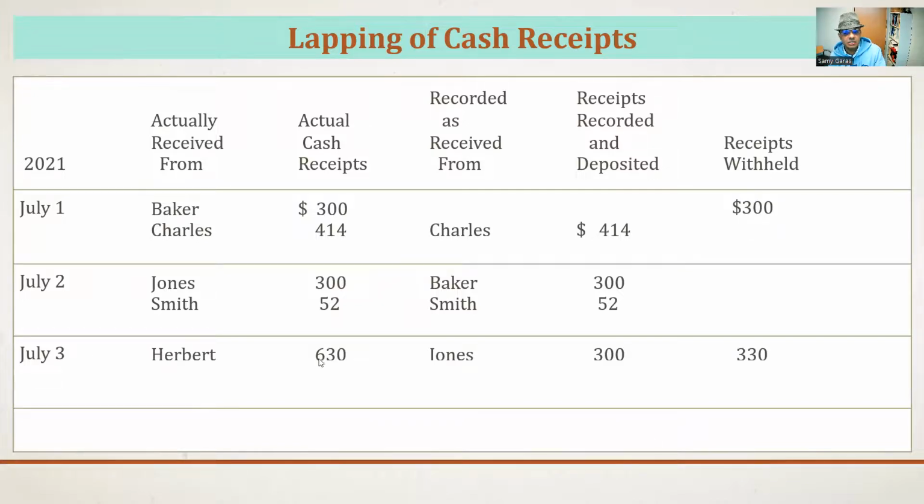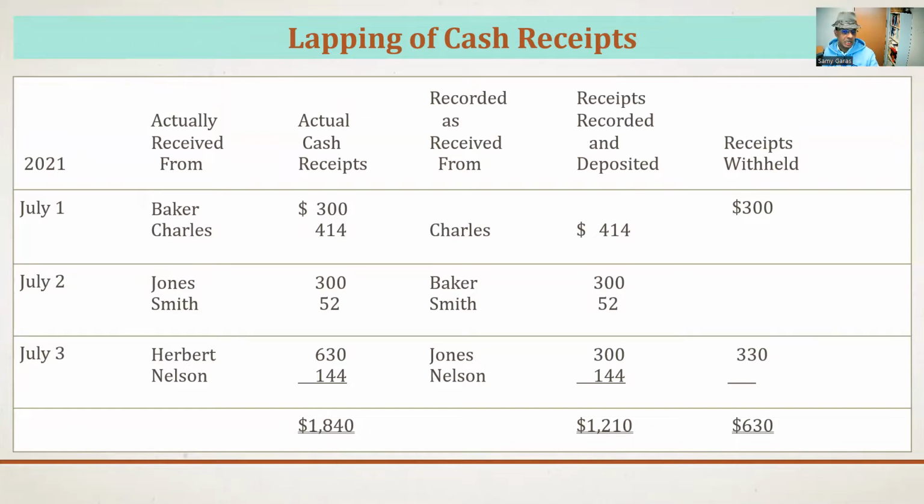We got 630 from Herbert. So we recorded 300 for Jones, as you can see here, and we kept the 330. So you can see that the accountant kept in his pocket $630. And then from Nelson, he recorded normally. So here you can see the actual cash is different from the recording, and the accountant kept the $630 in cash. The lapping might not be easily figured out if the accountant returned all the cash that he took. If he returned it back to the accounts before the end of the year, then everything might be fine.